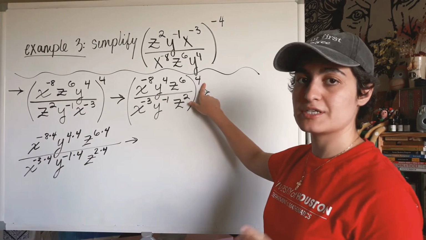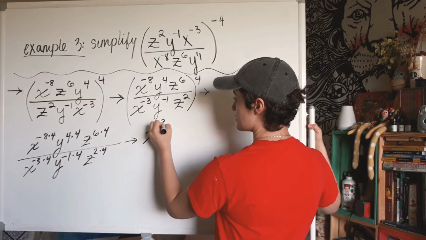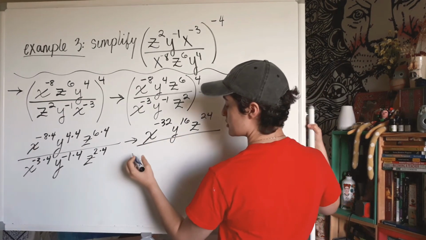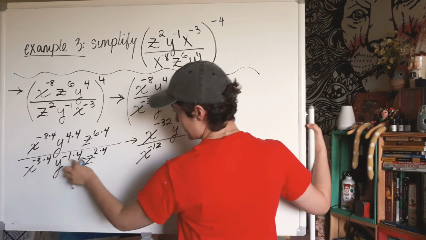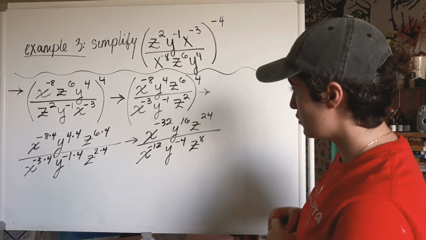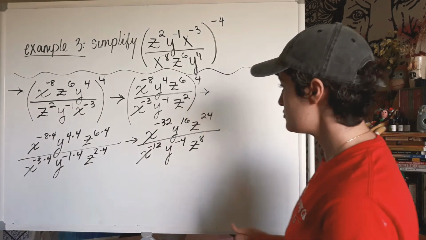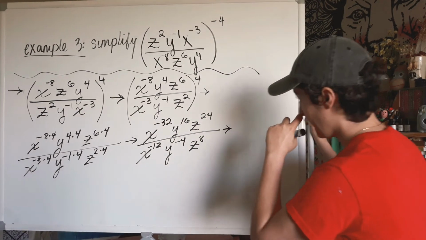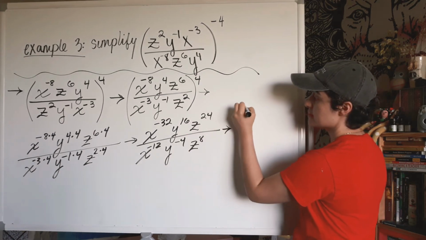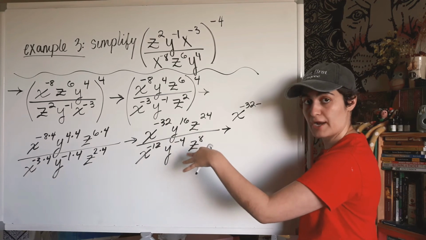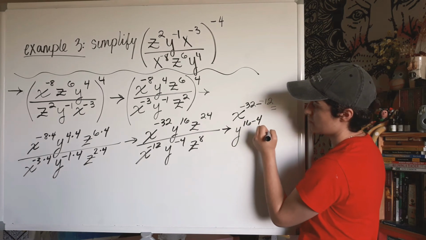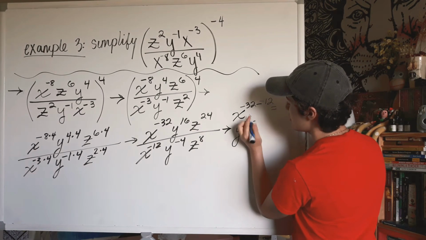Now the parentheses and the exponent are gone, so we're just going to start multiplying. That's negative 32, that's y 16, that's z 24, over x negative 12, negative 4, z 8. Now we're going to start subtracting. You keep all your bases with each other: your x's with your x's, y's with your y's, and z's with your z's. So x, it says negative 32 minus, because of the fraction, minus negative 12. Y, 16 minus 4. Minus negative 4.